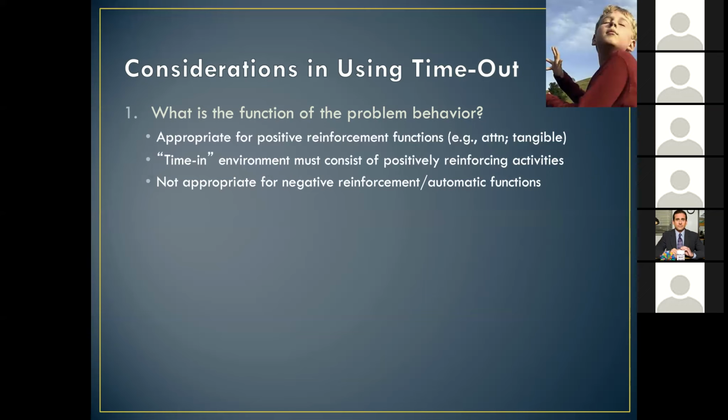I already talked about this. It's not appropriate for behavior maintained by negative reinforcement. It's also not appropriate for behaviors that are maintained by automatic reinforcement. So if the behavior occurs because of automatic reinforcement, meaning the behavior produces some form of sensory stimulation, and that's why the behavior is occurring, timeout is not going to work. And why isn't timeout going to work in situations like that? Can you think about why timeout is not going to work?